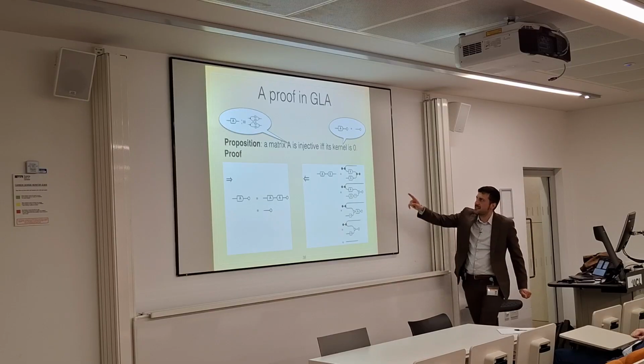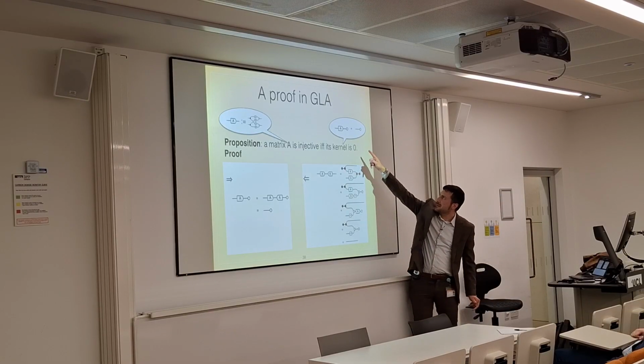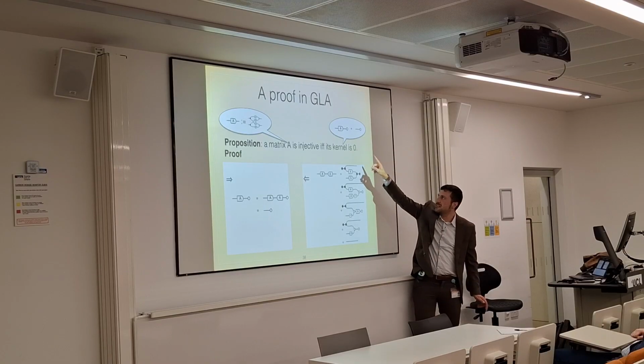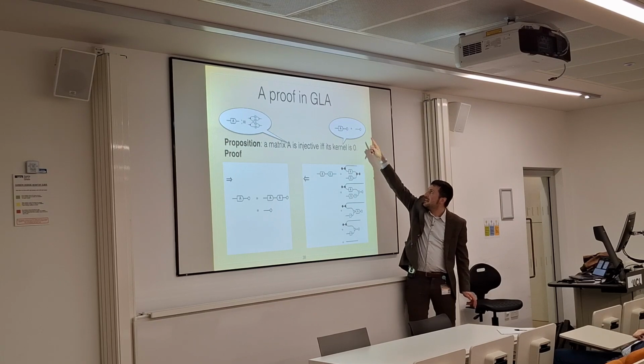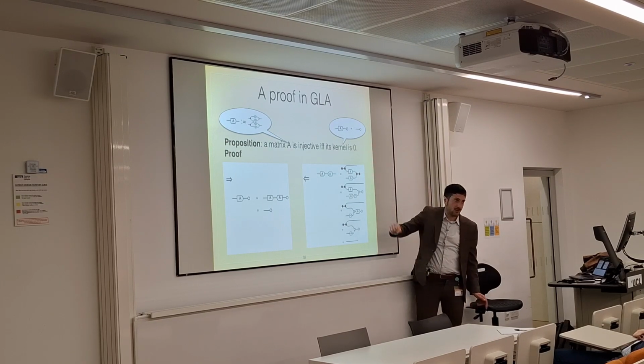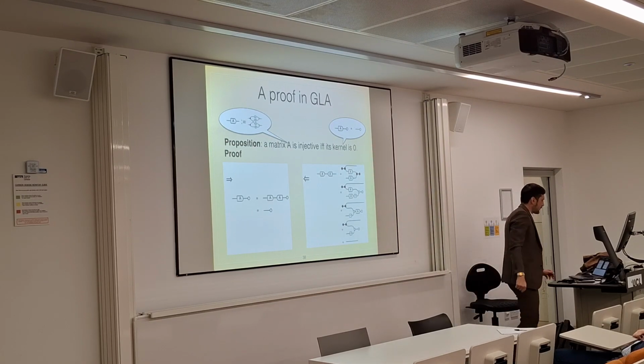Then, when I say its kernel is 0, what this means is that I need to prove, or I can assume, the equation that A composed with the white counit is equal to the white counit. So this is saying that the kernel of A is this diagram on the left, is 0, which is the diagram on the right. Okay?